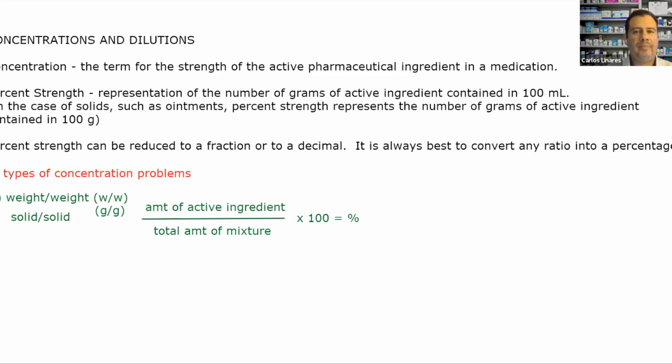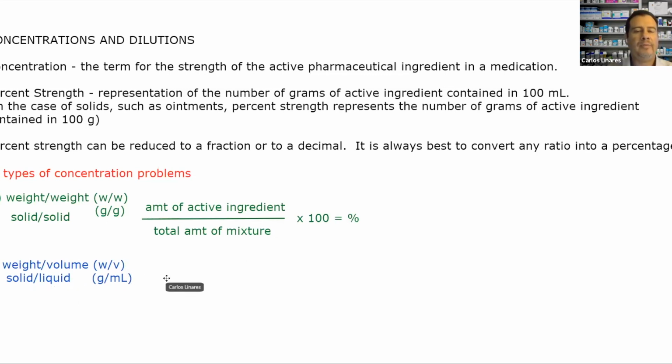Now the next type of problem, very similar. The formula is pretty much the same. All three of them use the same formula. And this is when we have weight over volume, weight per volume. Or we can say that this is a solid over a liquid, or grams over mLs.